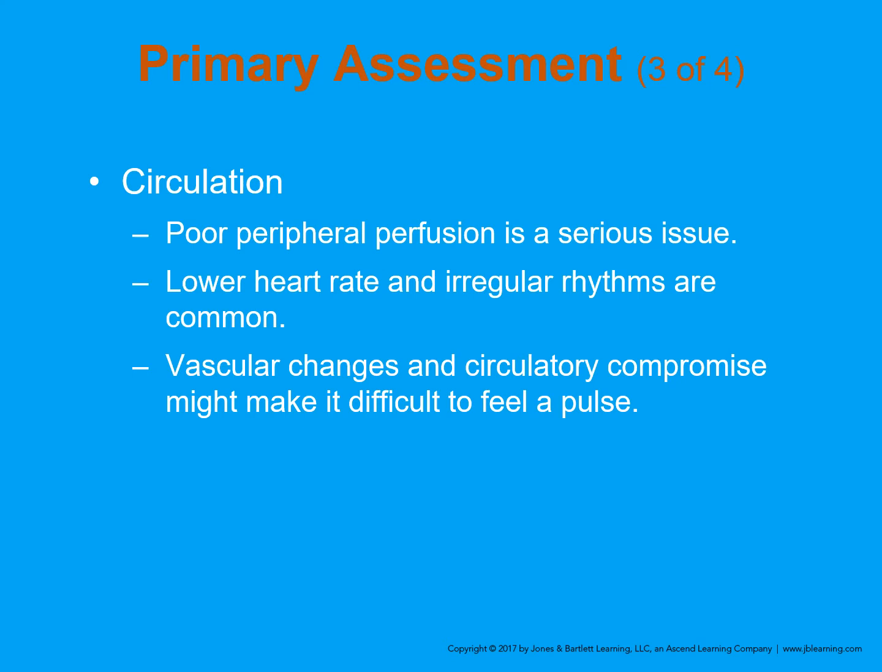Circulation, poor peripheral perfusion, the 3 P's of aging. It's a serious issue. The blood just doesn't flow like it should. Lower heart rates, irregular rhythms are very common. Your AFibs are very common in the geriatric patient.